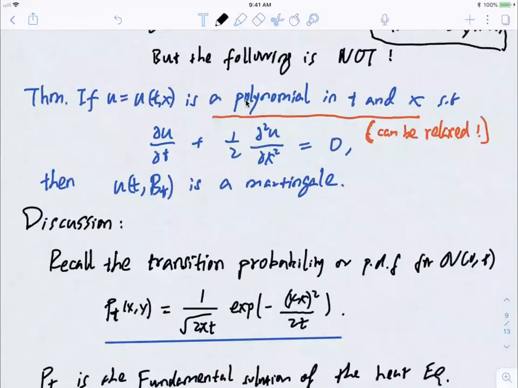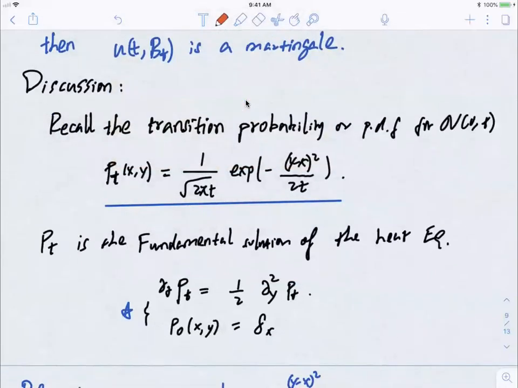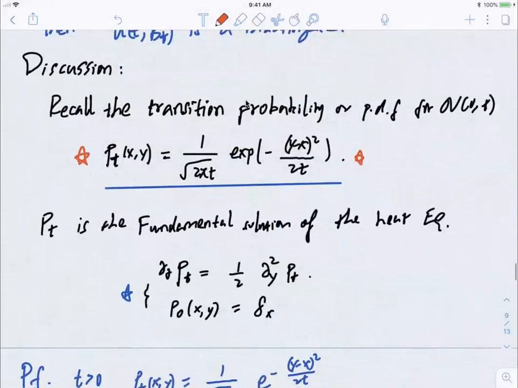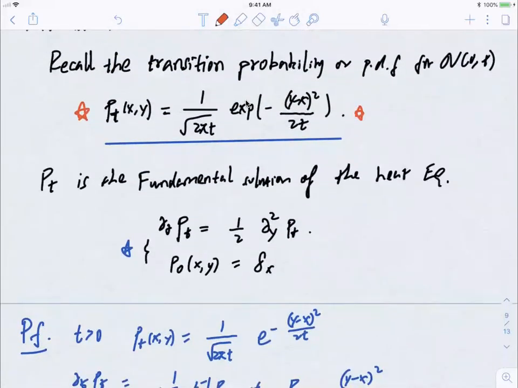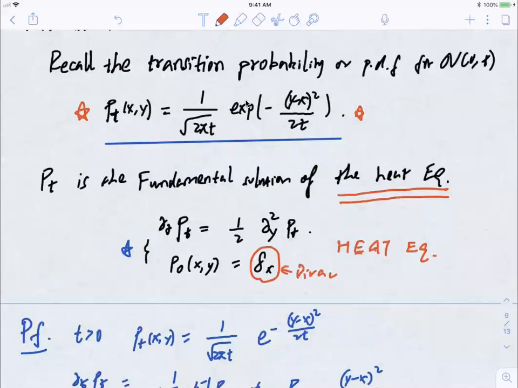If you haven't checked this before, I suggest you just do the computation. This is a transition function, the PDF of a normal distribution with center 0 and variance t. You can check that Pt is a fundamental solution of the heat equation. Fundamental solution means you start from the Dirac delta and can solve the heat equation. The heat equation is probably one of the first PDEs ever written in history. We can solve everything starting from delta x, or Dirac.